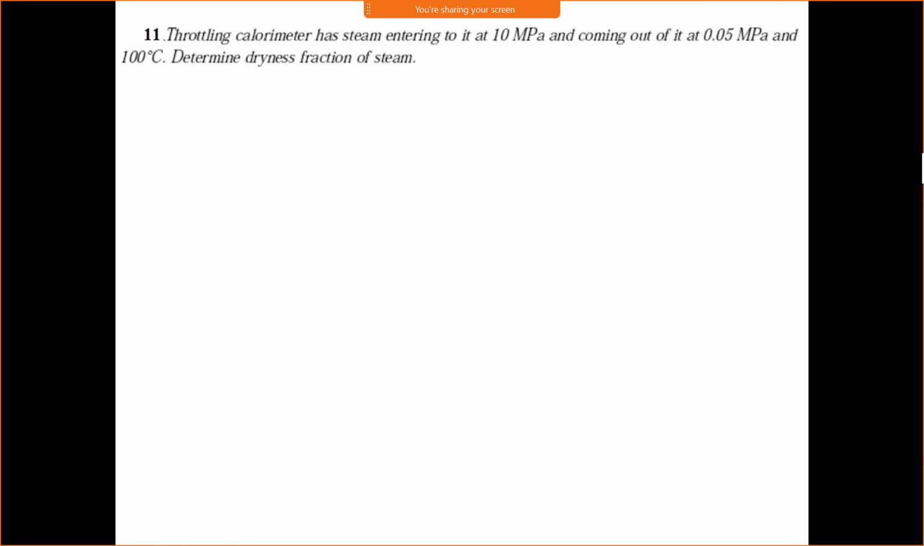Now the next problem is based on the throttling process. We have already seen the throttling calorimeter. A throttling calorimeter has steam entering it at 10 megapascal, which means 100 bar, and coming out of it at 0.05 megapascal and 100 degrees Celsius. Determine the dryness fraction of the steam.